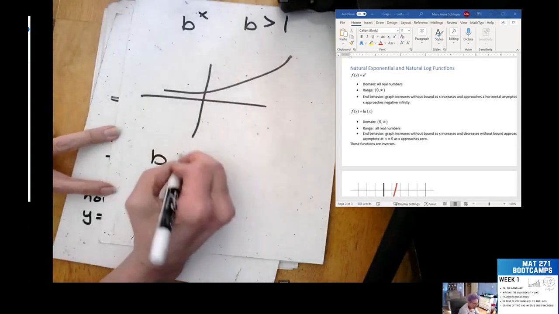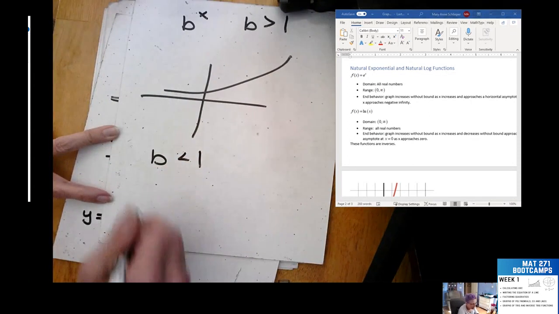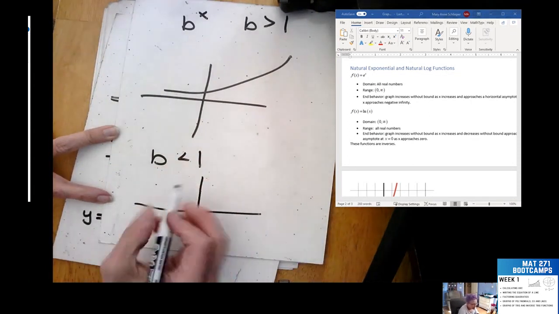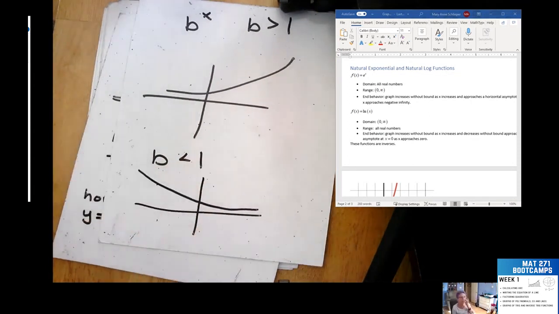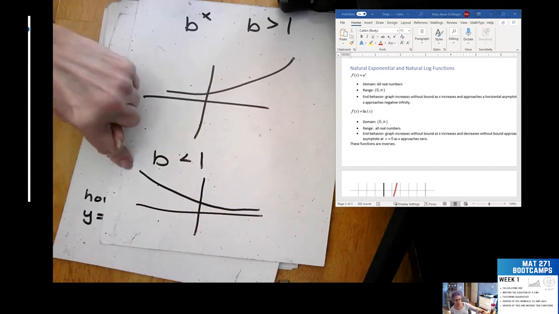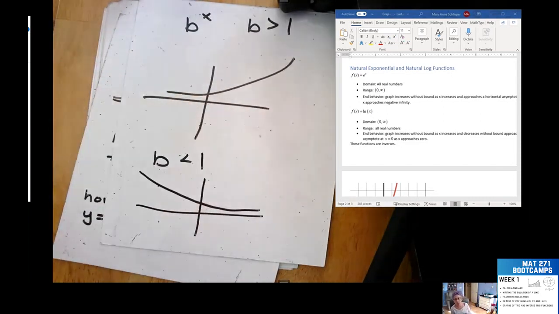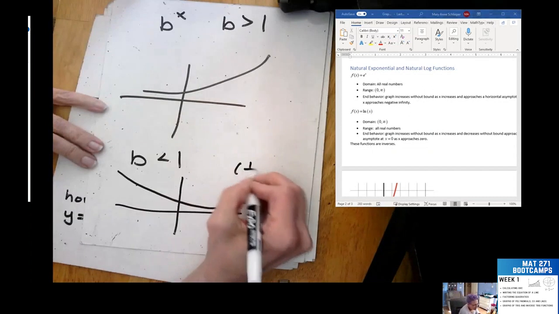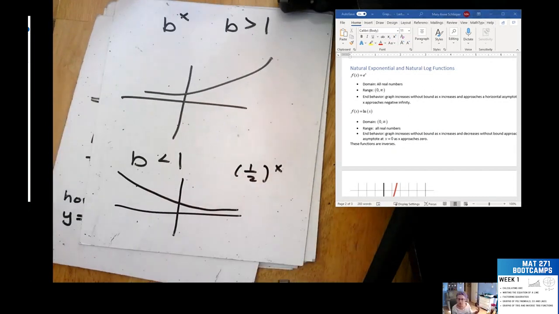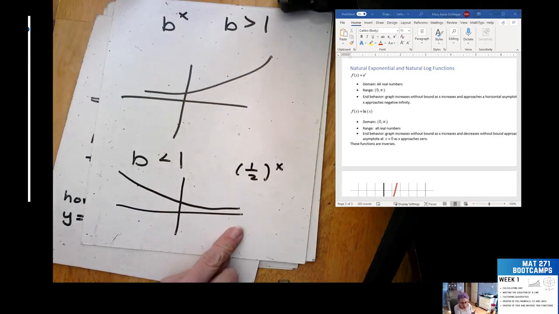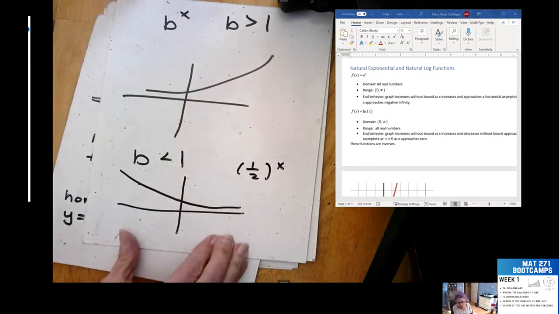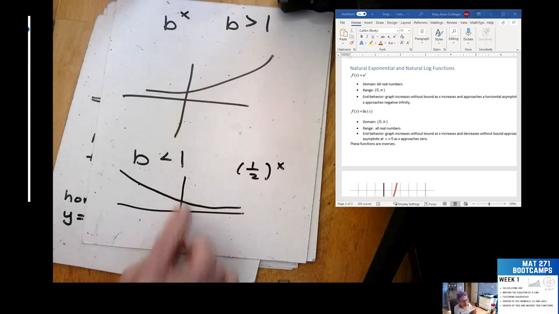If your base is less than 1, then they flip around backwards. They get bigger to the left and smaller to the right. So something like 1/2 to the x, or 1/3 to the x. They still never get to 0. They're still always positive. They still cross the y-axis at 1, but they just go in the opposite direction.